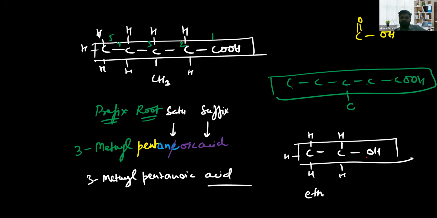Now, is there a double bond anywhere between the carbon atoms? No. So if it is a single bond, then we will write ANE. A and E, but the E will be replaced because we are going to have a suffix, which for the alcohol functional group is ol. So we will not write the E here. We will remove it and add ol. So this is ethanol. Got it? Yes, sir. Ethanol.